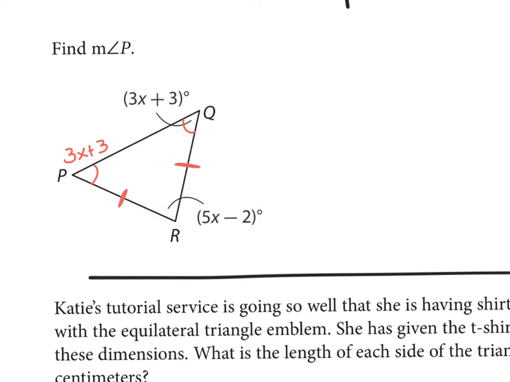And I know that all three angles in a triangle add to equal 180. So if I write this sum up, 3x plus 3 for P, plus 3x plus 3 for Q, plus 5x minus 2 for R, I know I'm going to get 180. Now, if we go ahead and work out the algebra there, pause the video and work out that algebra for a minute.